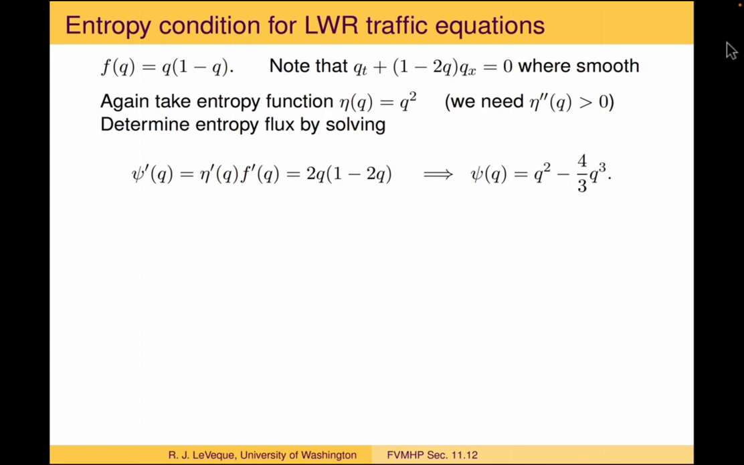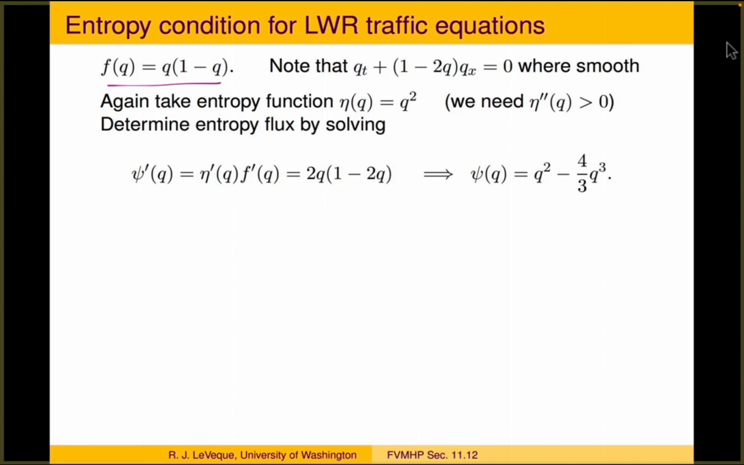So just to take another example, let's look at the LWR traffic equations, where q is the density of cars between 0 and 1, and f of q is this quadratic function, some speed limit times q times 1 minus q. Here I'm just taking speed limit equal to 1. So we have this flux function, and the quasi-linear form is here. Characteristic speed is 1 minus 2q.